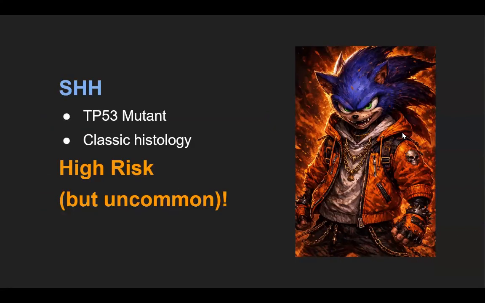These are TP53 mutants. They are classic histology, but we already know from our previous slides that the mutants behave worse than the wild types. So this guy is high risk. It's wearing orange, which is what our color code is for high risk. This is SHH, sonic hedgehog, TP53 mutant, classic histology. These are high risk, but the group is very, very uncommon.